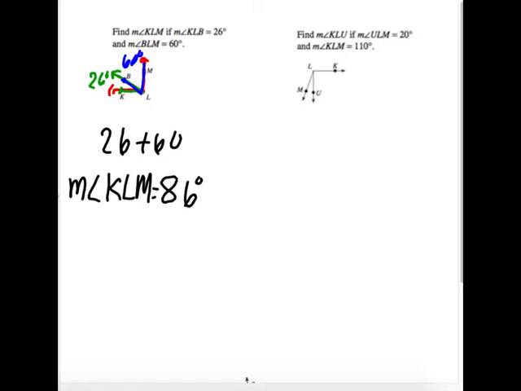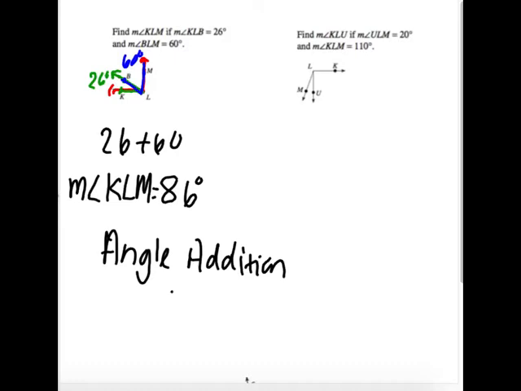And you have just used what's called the angle addition postulate. All that says is if an angle is made up of two smaller angles, you can add those together to get the bigger angle.